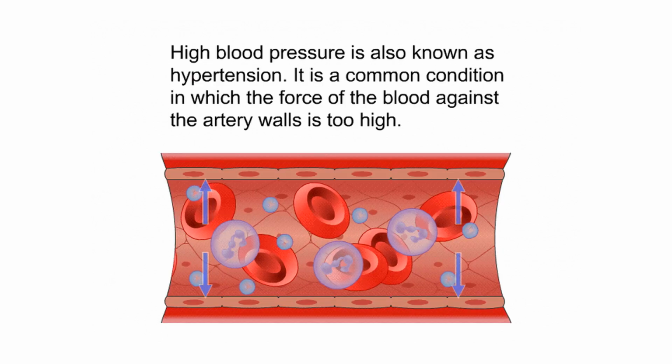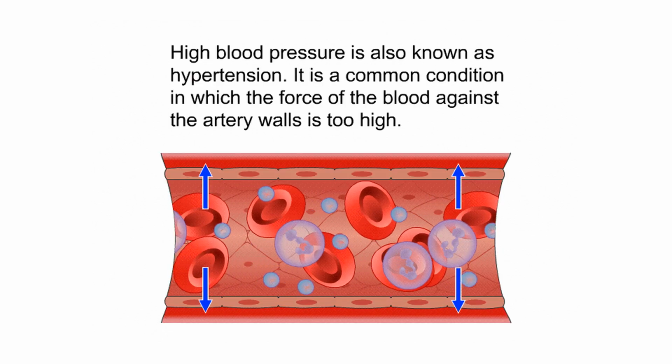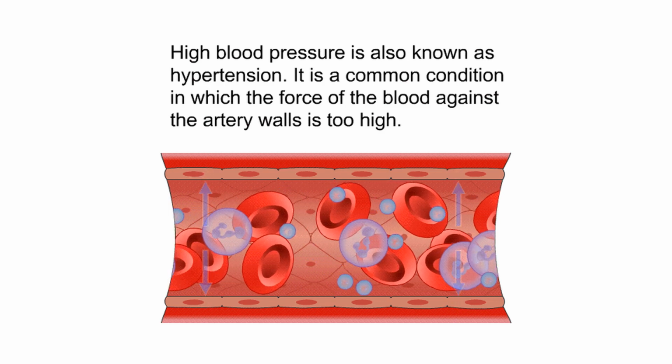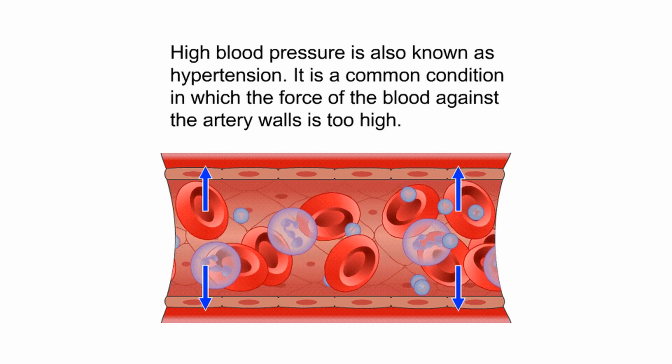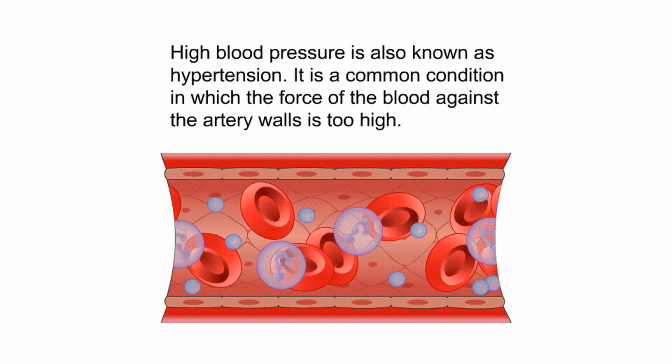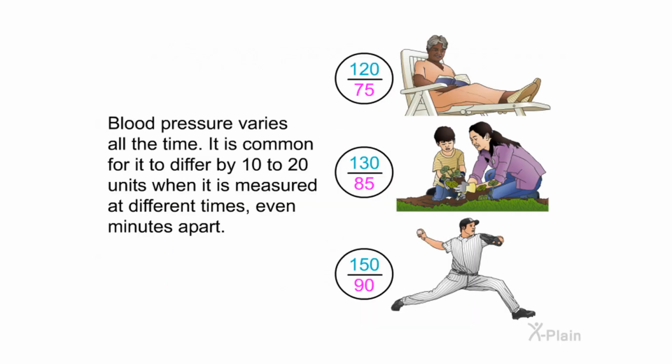Hypertension. High blood pressure is also known as hypertension. It is a common condition in which the force of the blood against the artery walls is too high. Blood pressure varies all the time. It is common for it to differ by 10 to 20 units when it is measured at different times, even minutes apart.